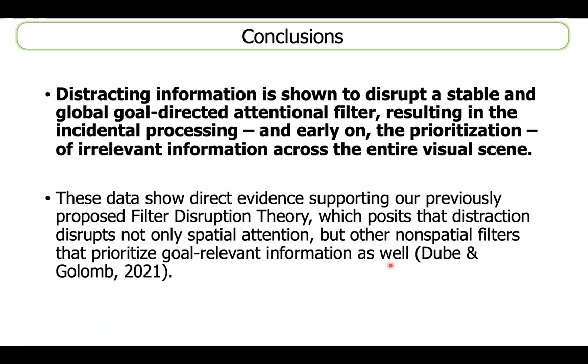To conclude, in this study, we present a novel consequence that shows distracting information can disrupt a stable and global goal-directed attentional filter, resulting in the incidental processing and early on the prioritization of irrelevant information across the visual scene. And although we can't confirm why we observe a filter reversal yet, we do have further speculations. For example, that the filter reversal is a result of having only two attentional control settings, a possibility that can be explored in future studies.